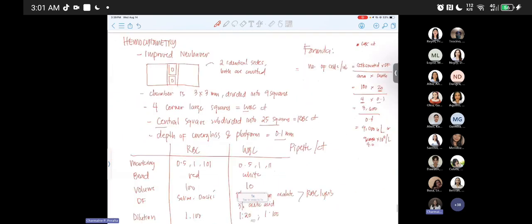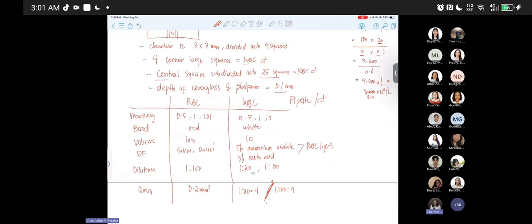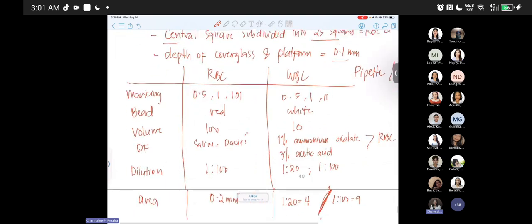These are the differences of RBC and WBC pipette and method. Pag RBC pipette, ang marking niya is 0.5, 1, 101. Kapag WBC count, ang marking niya 0.5, 1, and then 11. Yung color ng beads, magkaiba din. For RBC, red. For WBC, white. Volume, for RBC 100, WBC 10.